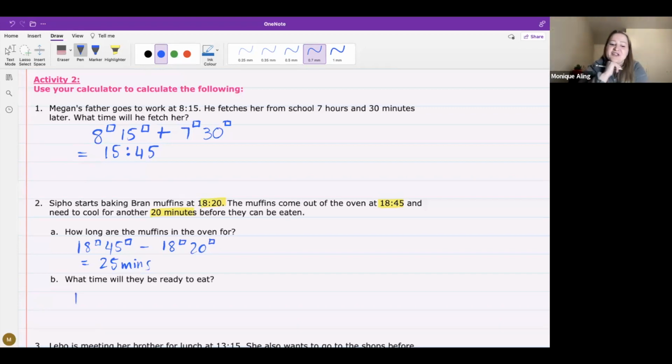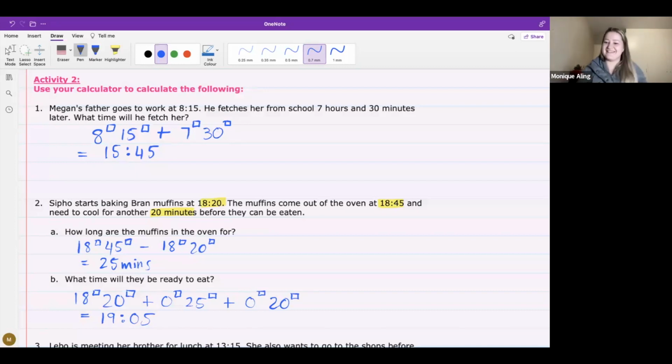How did you do question B and what was your answer? First I wrote 20 minutes past 8 because that was the starting time. Okay. And then I plus the 25 minutes, which was the time where the muffins came out, and then I plus the other 20 minutes, and I got 5 minutes past 7. Fantastic. Well done. Good job. Thank you, Ben.